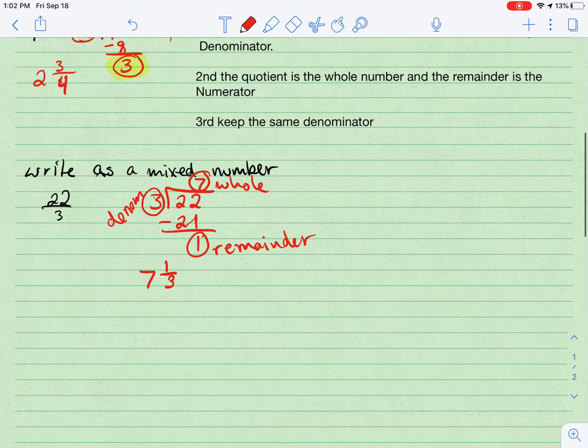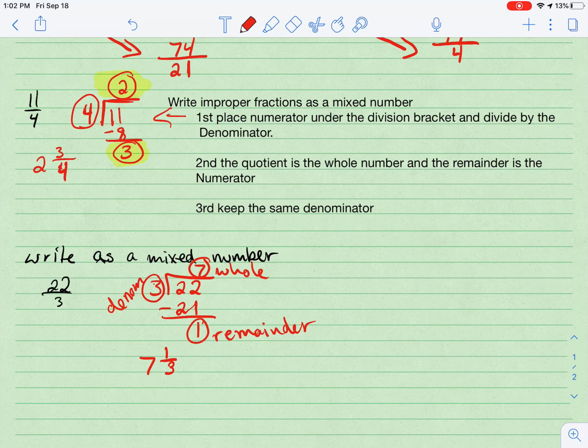So what you'll notice is that with both converting from mixed number to improper fraction and improper fraction to mixed number, the denominator always stays the same.